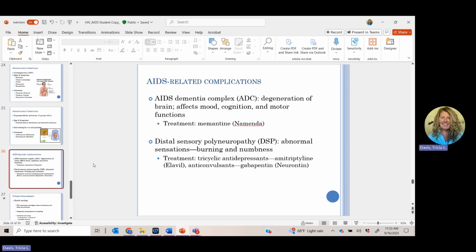Then these patients can also develop something called distal sensory polyneuropathy, DSP. This is where they develop these different abnormal sensations in their different extremities. So burning and numbness. So kind of similar to neuropathy that our patients with diabetes get. So we could give them some Elavil, which is a tricyclic antidepressant, and we can also give Neurontin or gabapentin, which is an anticonvulsant, but we're using it for the neuropathy.